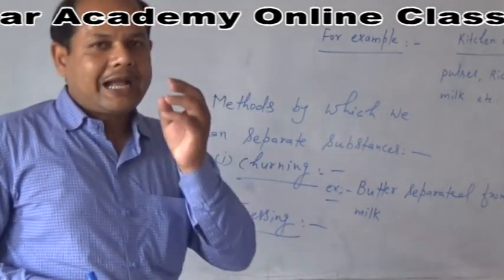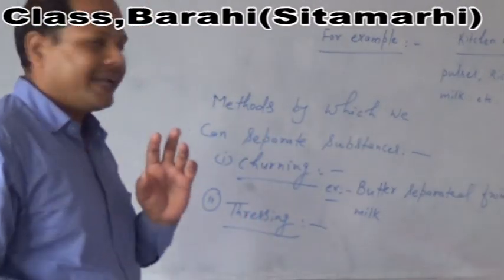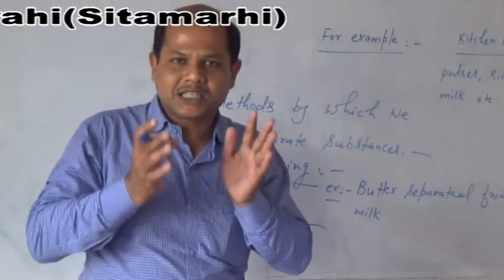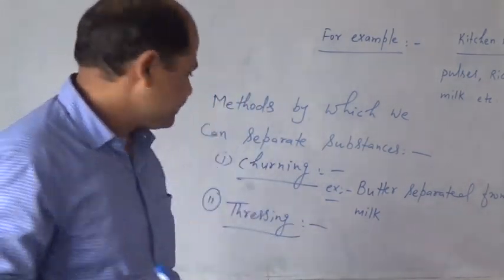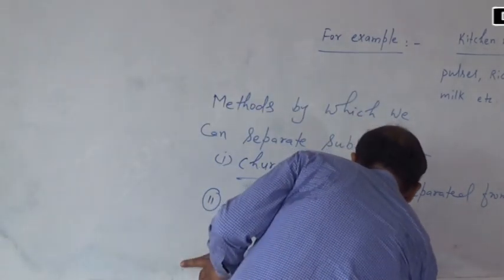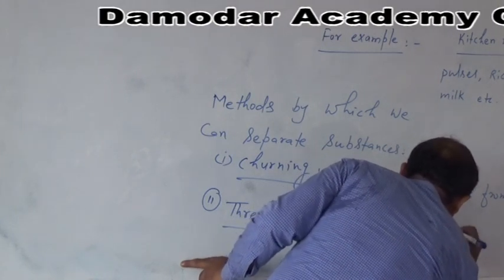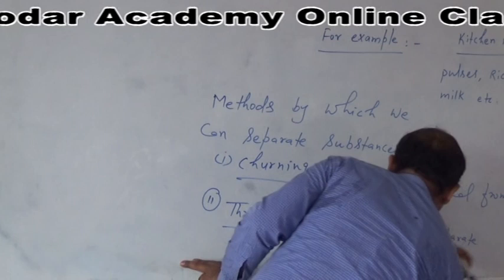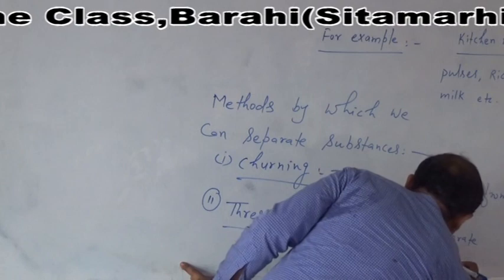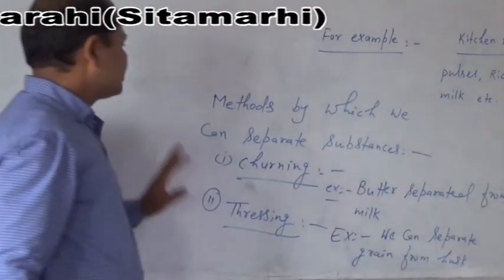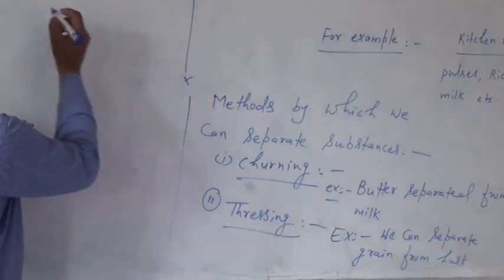We can separate light material from heavy material with the help of air. That is called thrashing. Thrashing is the process by which we can separate grain from its husk. Another method is called winnowing.